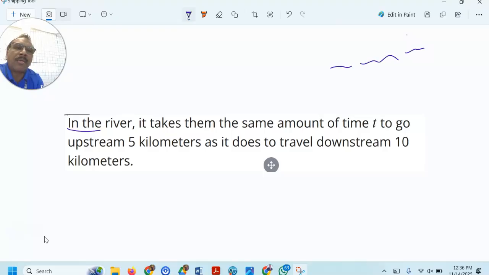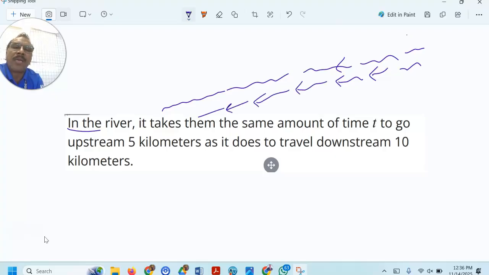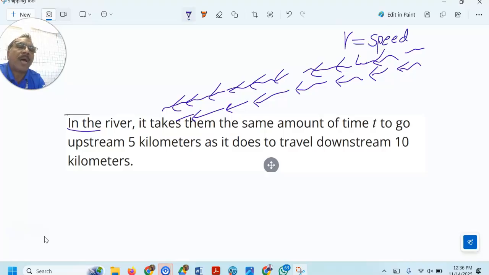So let me do it like this. There is water flowing downwards. So the picture will give the visual understanding here. The water is flowing, so the water will have some speed. We will call this R. That's what it says in the problem: let R be the speed of the water. How fast is the water flowing down? So we will need to know what that R is.